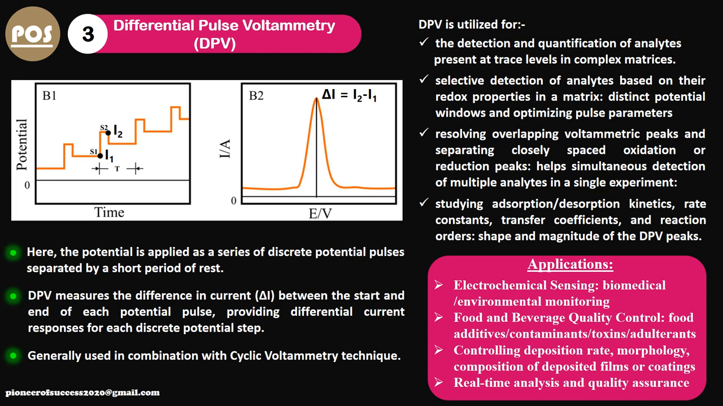So the applications are, again, electrochemical sensing. Again, which kind of electrochemical sensing? The analytes which are present in trace elements, sometimes intracellular detections, real-time detections and all. Food and beverage quality control, controlling deposition rate, morphology, composition of deposited films or coatings, real-time analysis, we already talked about it, and quality assurance.